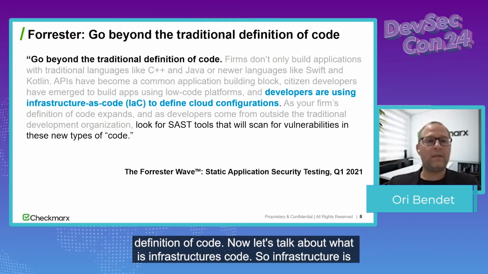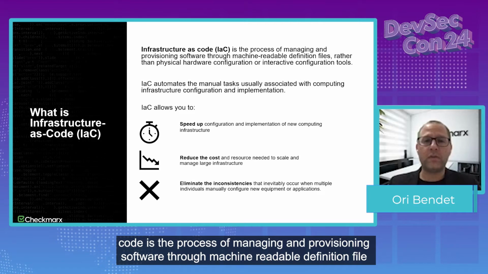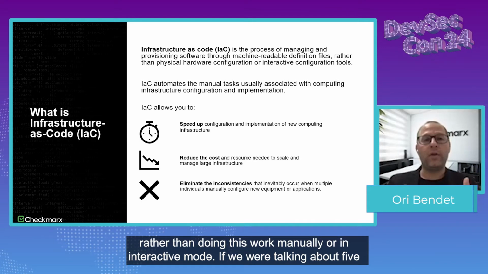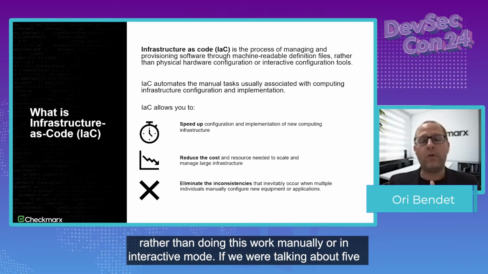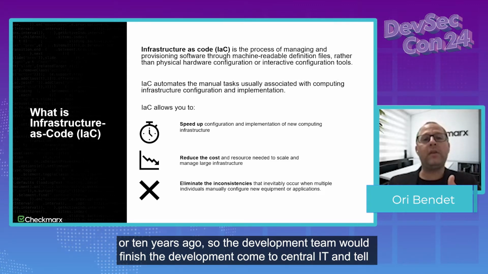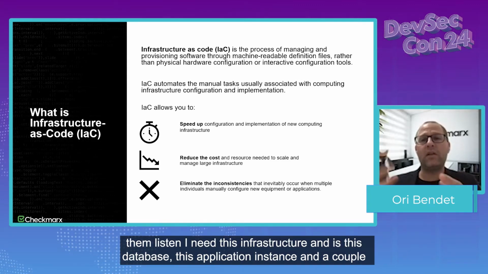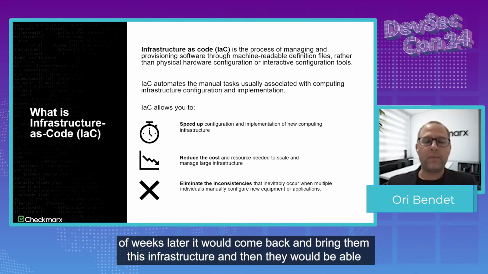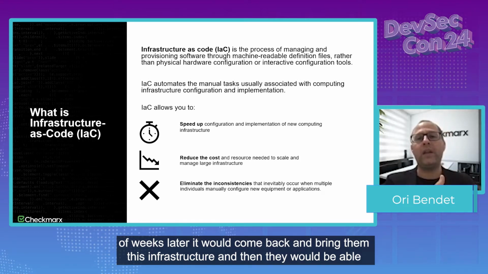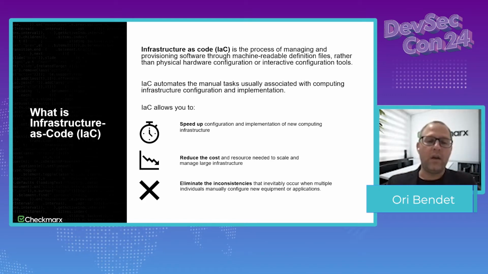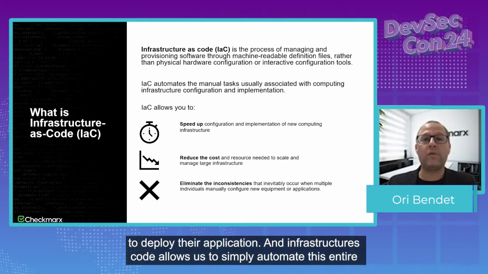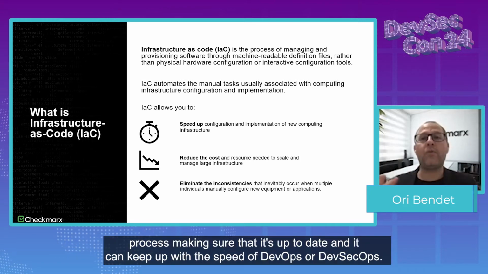Now let's talk about what infrastructure as code is. Infrastructure as code is the process of managing and provisioning infrastructure through machine readable definition files, rather than doing this work manually or in interactive mode. If we were talking about 5 or 10 years ago, the development team would finish the development, come to central IT and tell them, listen, I need this infrastructure, I need this database, this application instance, and a couple of weeks later, IT would come back and bring them this infrastructure, and then they would be able to deploy their application. Infrastructure as code allows us to simply automate this entire process, making sure that it's up to date and it can keep up with the speed of DevOps or DevSecOps.